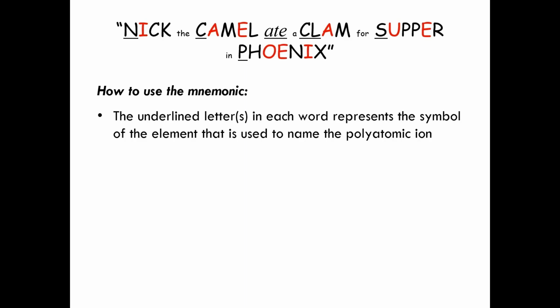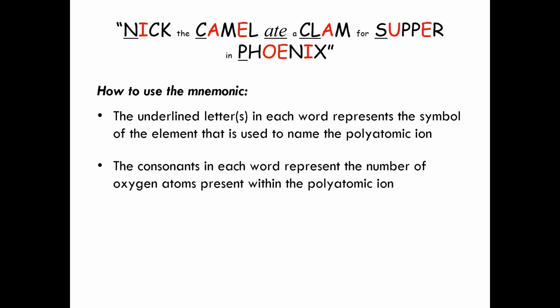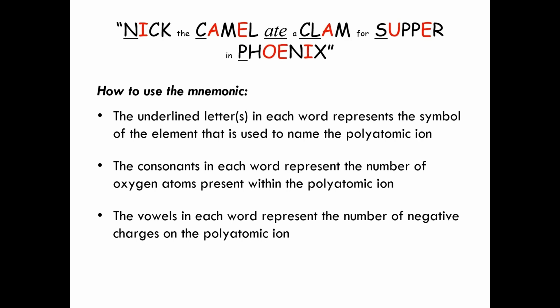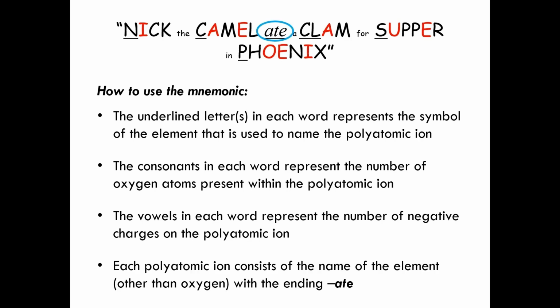The underlined letters in each word represent the symbol of the element that is used to name the polyatomic ion. The consonants in each word represent the number of oxygen atoms present within the polyatomic ion being represented. The vowels represent the number of negative charges on the polyatomic ion. Each polyatomic ion consists of the name of the element with the ending "ate", and that is why the word "ate" is in the mnemonic.